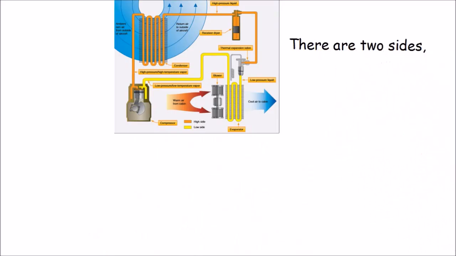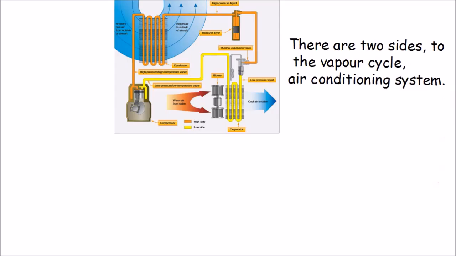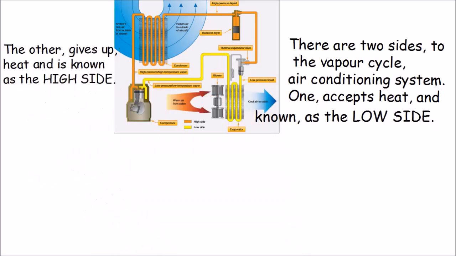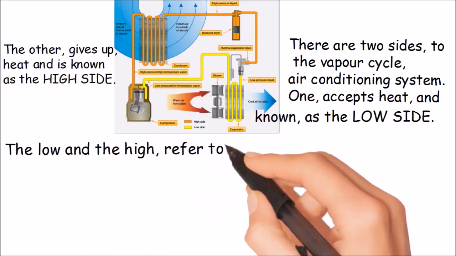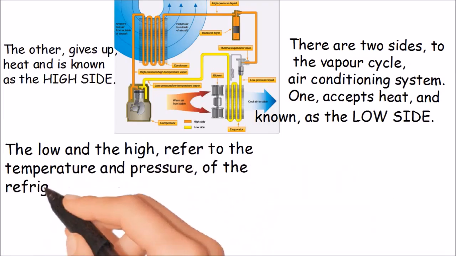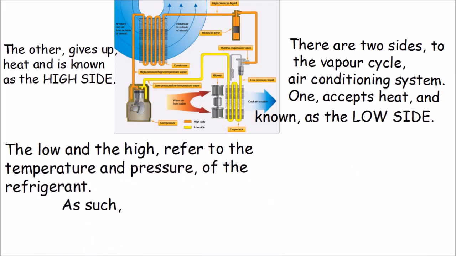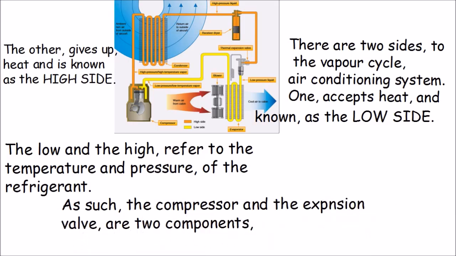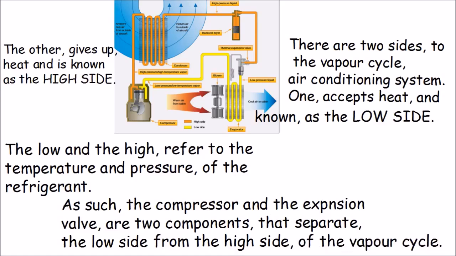There are two sides to the vapor cycle air conditioning system. One accepts heat and is known as the low side. The other gives up heat and is known as the high side. The low and the high refer to the temperature and pressure of the refrigerant. As such, the compressor and the expansion valve are two components that separate the low side from the high side of the vapor cycle.